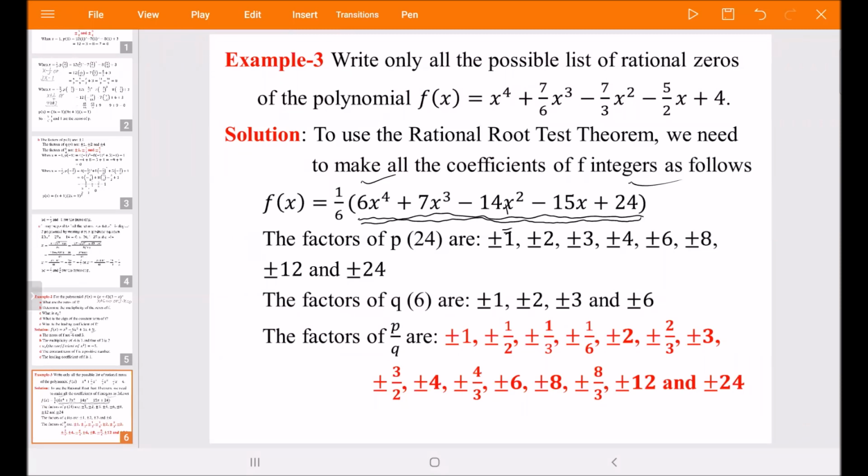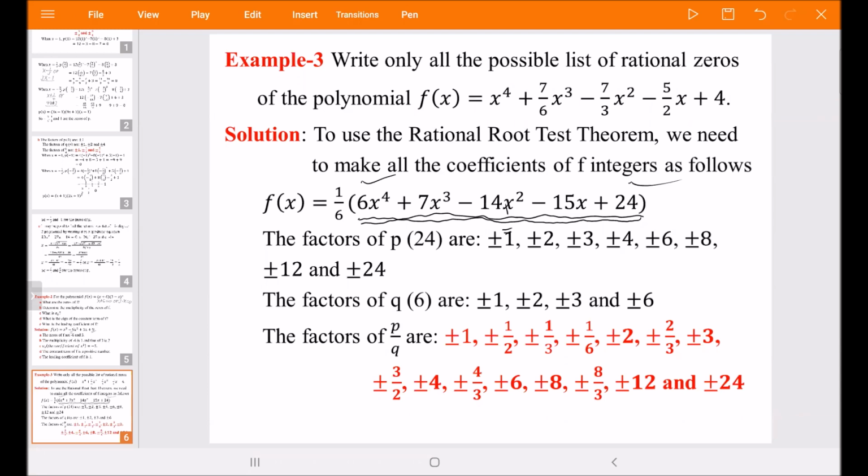12 over 3 is 4. 12 over 6 is 2, which are all mentioned except plus or minus 12. So plus or minus 12. Finally, we will list the factors of P over Q whose numerators are 24. So plus or minus 24 over 1 is 24. We will mention it because so far it is not mentioned.